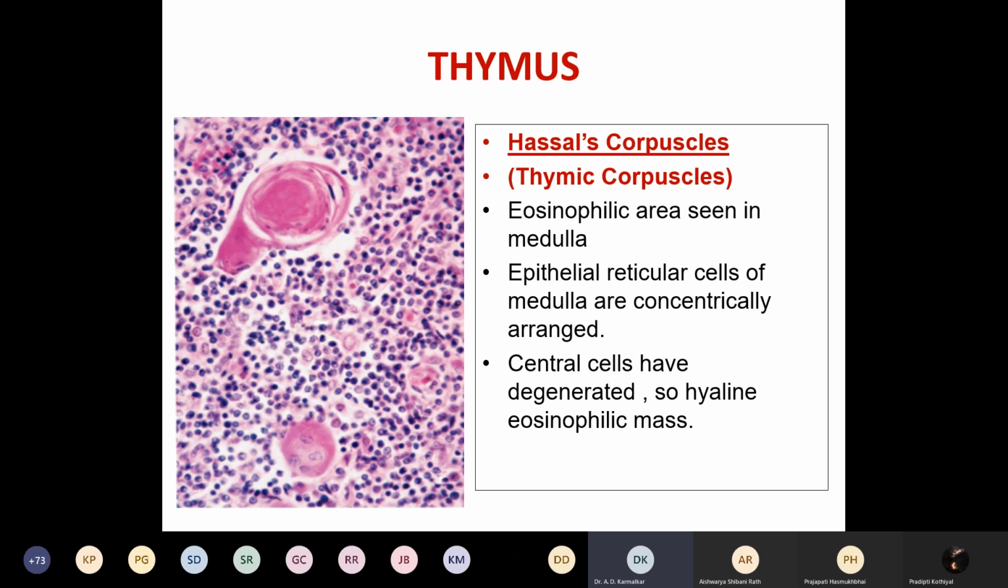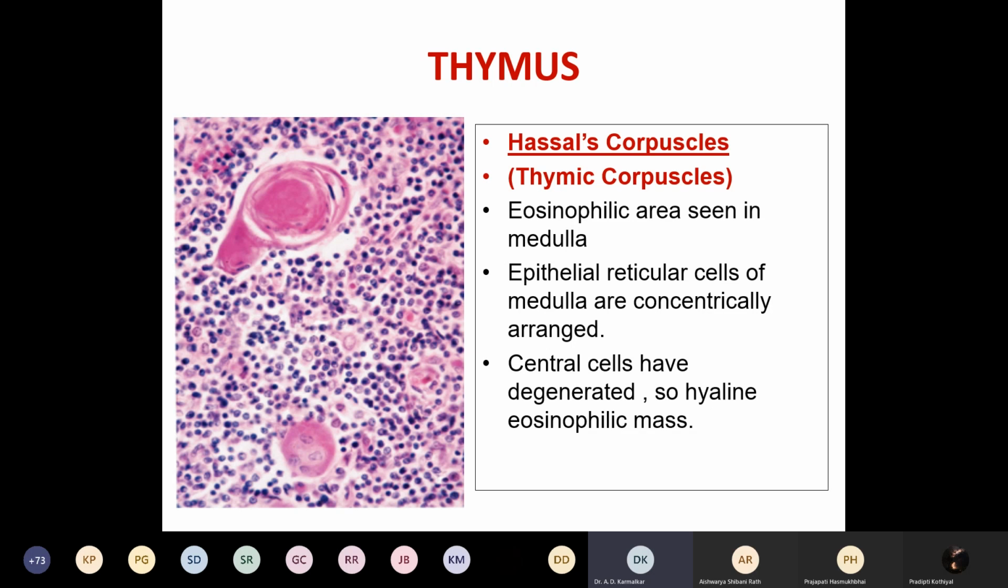So this will be the classical picture which you will see in the medulla of the thymus, which is a Hassel's corpuscle, also called the thymic corpuscle. So what are these? These are eosinophilic areas seen in the medulla. These are nothing but the epithelio-reticular cells of the medulla, which are concentrically arranged, which are degenerated cells. And the central cells have been totally degenerated. So if you see in the center of this Hassel's corpuscle, it is a hyaline-looking eosinophilic mass.